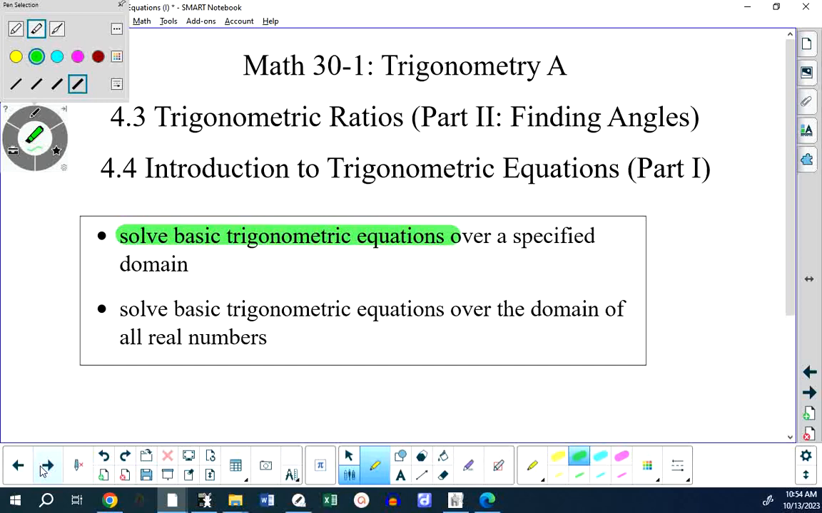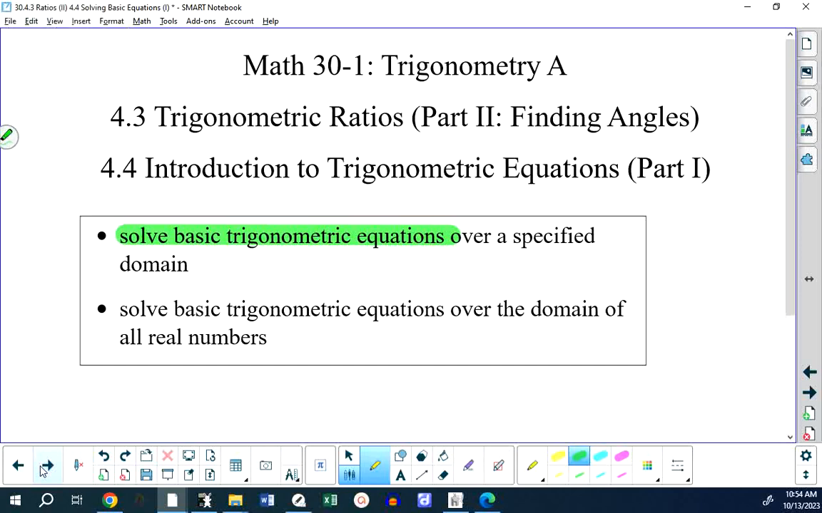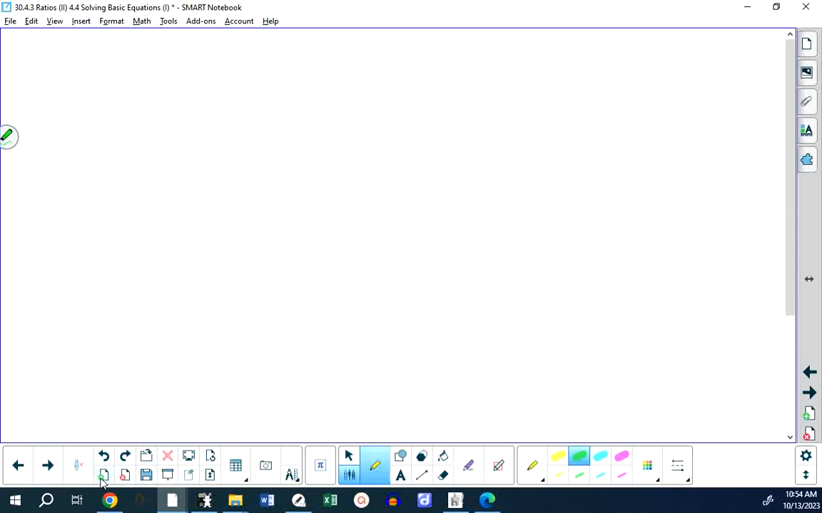What do I mean by a basic trigonometric equation? I mean one that's not quadratic. So what we're going to be looking at on Monday is solving equations that have trigonometric expressions in them, but also happen to be quadratic at the same time. These are, if you want, trigonometric linear. Okay? Trigonometric linear.